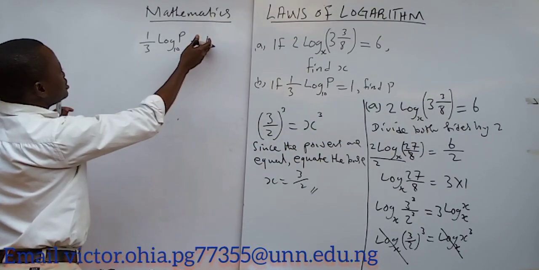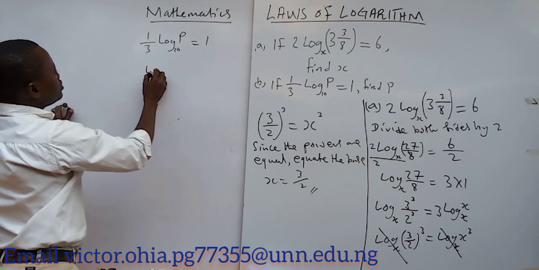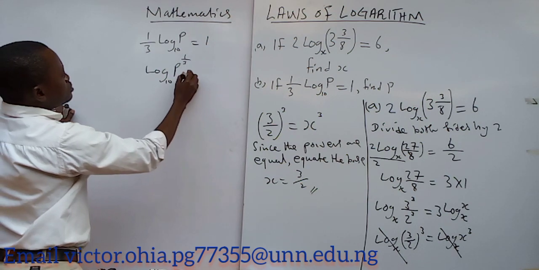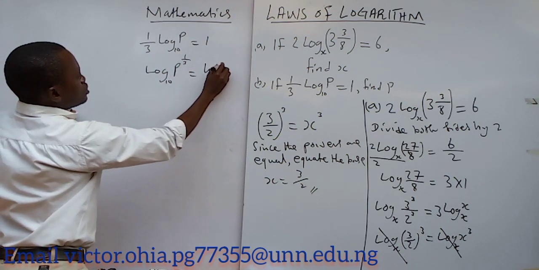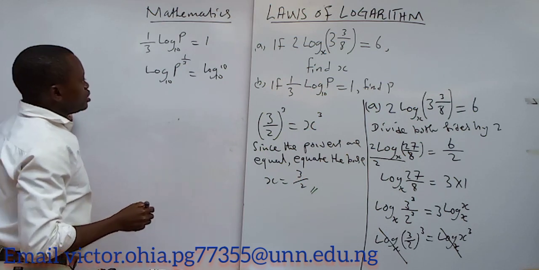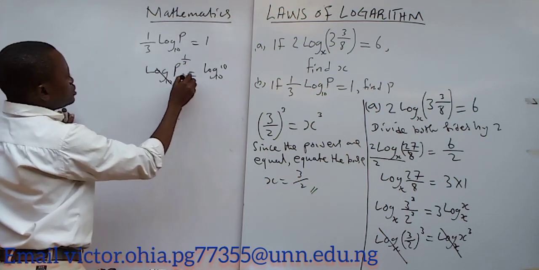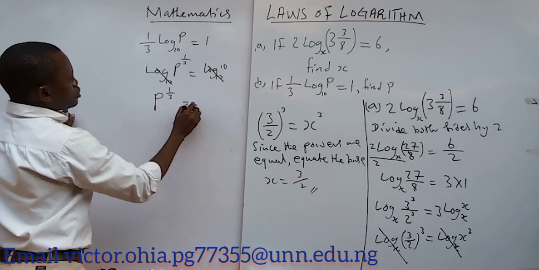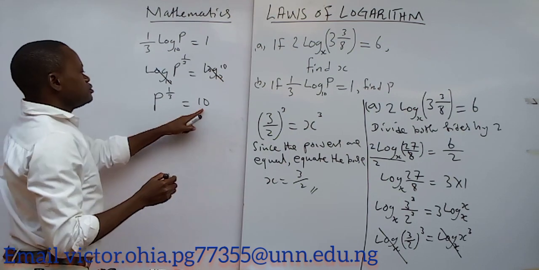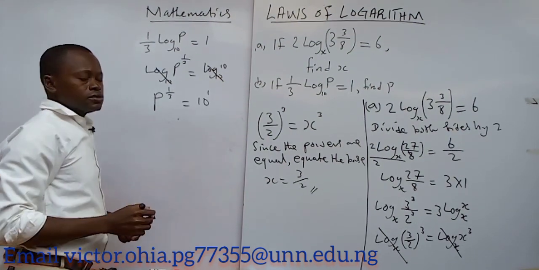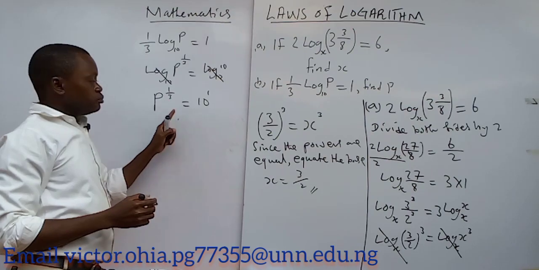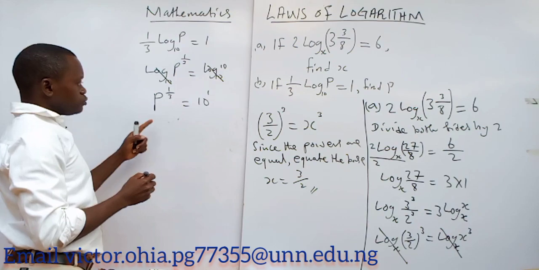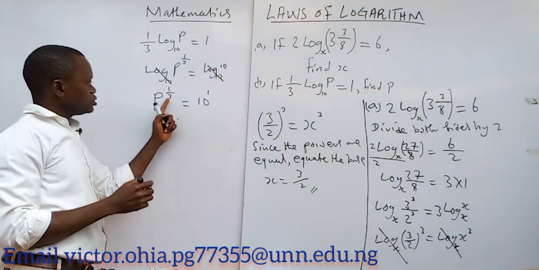So let me transfer this, and it becomes log p raised to power 1 over 3 in base 10 equals, then I will introduce log 10 base 10 here, which is 1. Okay, so if I take away this and take away this, what do I have? I have p raised to power 1 over 3 equals 10, and this 10 is raised to power 1. Okay, so as quickly as possible, I am looking for something that will remove this power. And if I multiply both powers by 3, this will go.